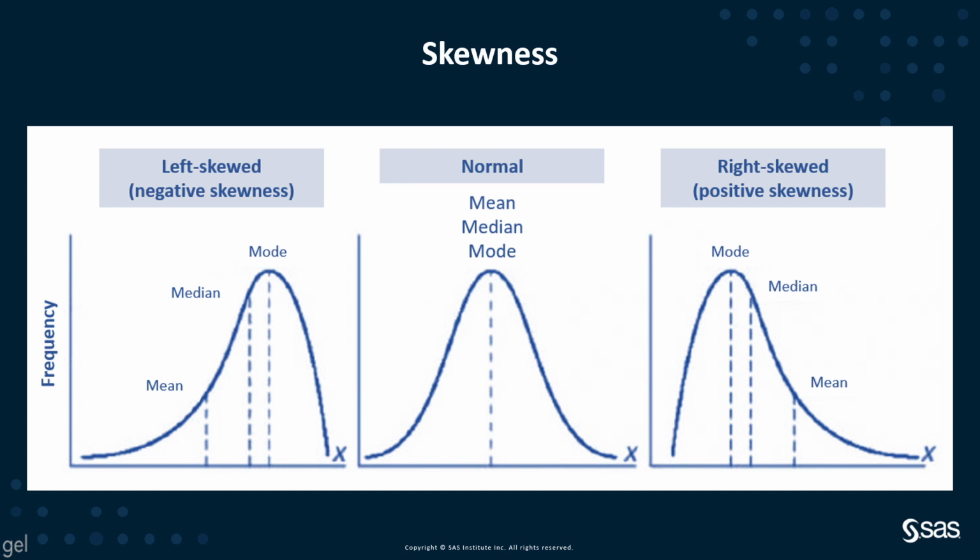Skewness indicates whether it is left skewed or right skewed. Negative skewness indicates left skewed, so the tail is very long to the end of the distribution where you're looking at frequency on your vertical axis. And you can see that when it's left skewed, the mean is to the left of the median, which is to the left of the mode. A normal distribution, if it was perfectly normal, the mean, median, and mode would all be the same. And if it's right skewed or positive skewness, the tail leads out to the right.